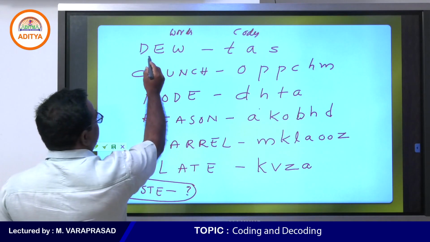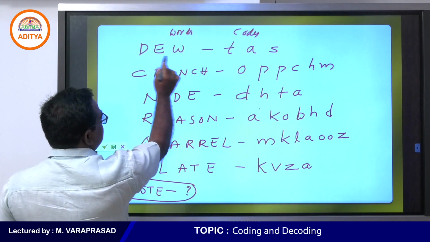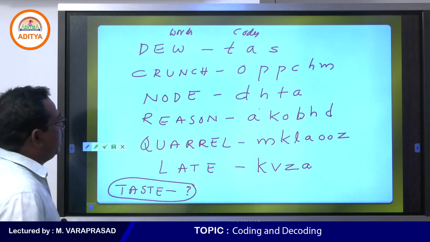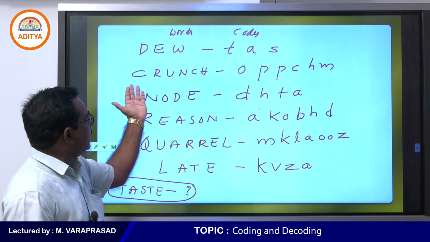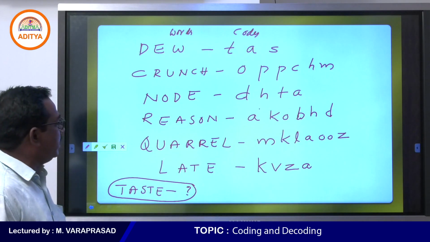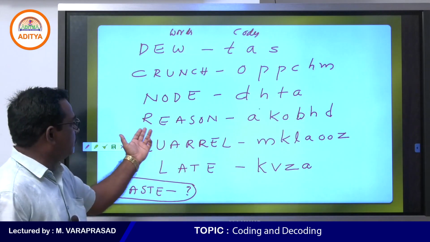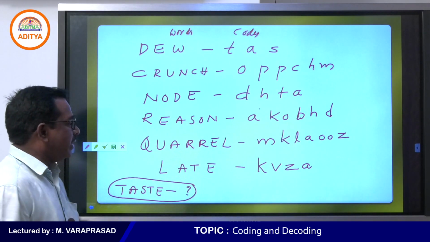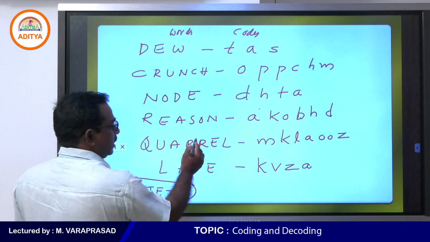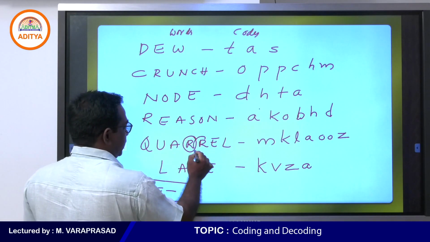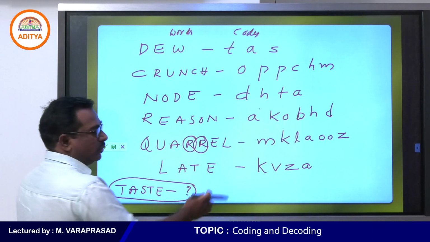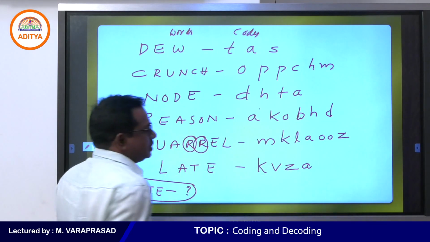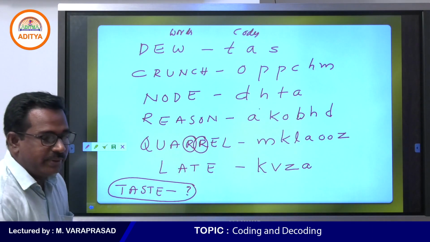If you take the first one, are any letters repeated? No letters are repeated. In the second word, any letters repeated? No. In the third and fourth ones, any letters repeated? You find out. In the fifth one, R is repeated. So what letter is repeated here?